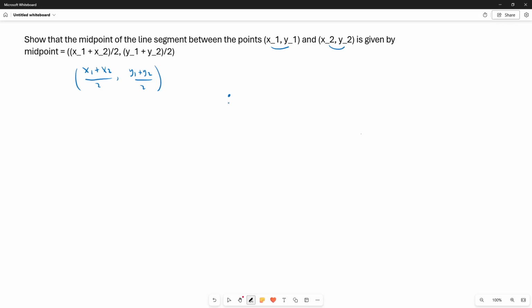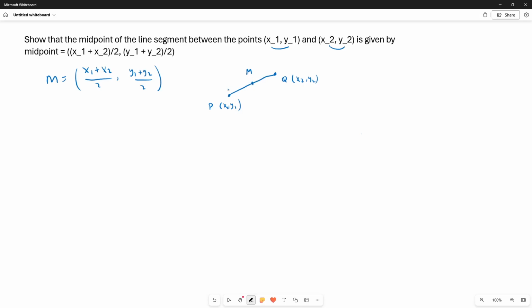So here's a point, x1, y1, and let's call that point P. And here we have a point Q with coordinates x2, y2. We have the line segment here connecting them. And then we have some proposed point M, the midpoint, we'll call it capital M. And we want to verify that this is actually the midpoint.